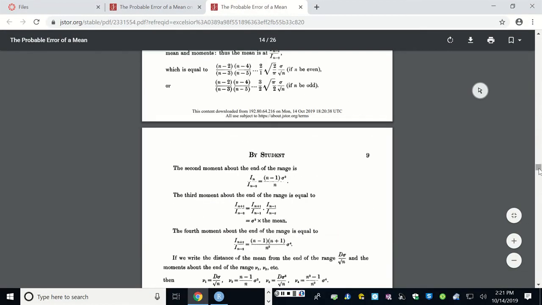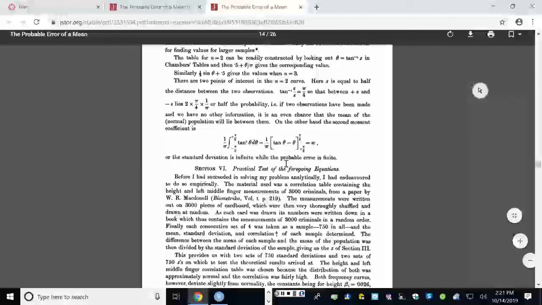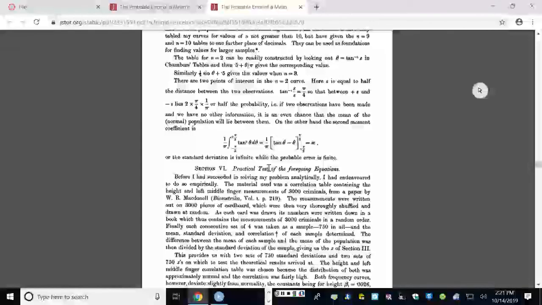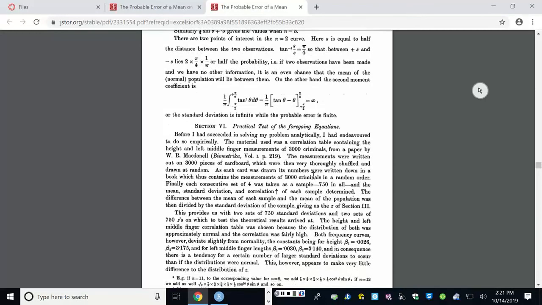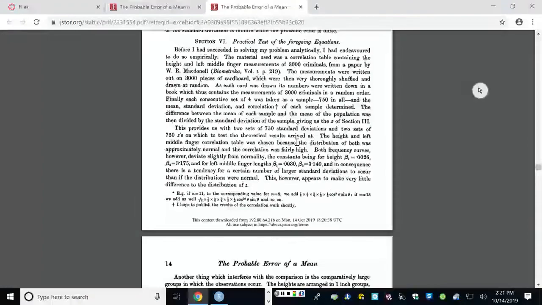Right? And then they go through practical tests of the foregoing equations. So they do simulations back in 1908 to see if this works, which is kind of amazing, because there's no computing, right? So you have to do everything by hand. They have a table containing height and left middle finger measurements of 3,000 criminals, and then they randomly ordered them to study its performance, kind of a bootstrap almost, or simulation from this set of data.